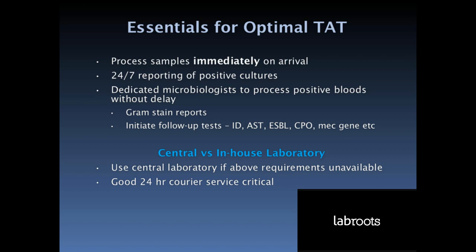Sometimes the question arises whether to process blood cultures in-house or send them to a central laboratory. Processing in-house is ideal, but you must have every one of the essentials at the top of this slide. Otherwise, use a central laboratory to provide these essential requirements. If you use a central laboratory service, it is only as good as the courier service. Deliveries every 2 to 4 hours for 24 hours each day would be good. This is something that needs quality indicator monitoring.